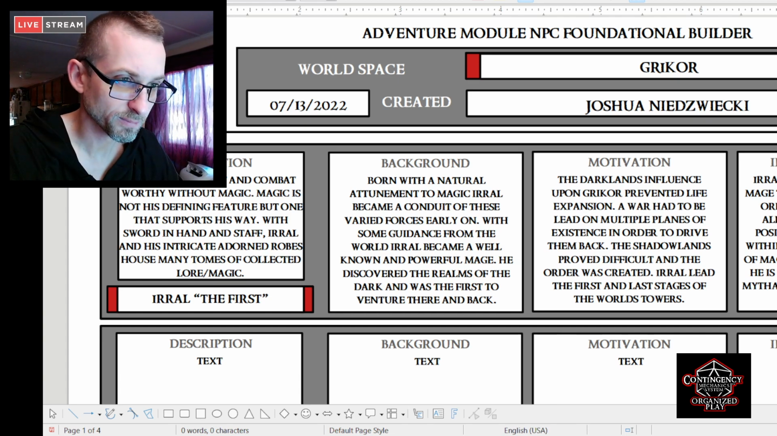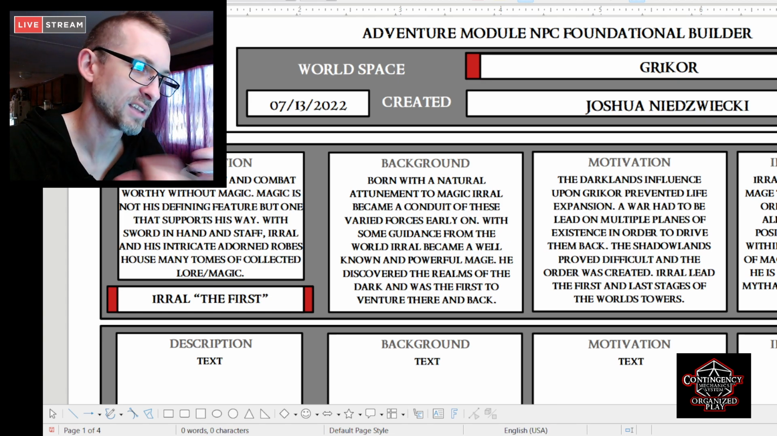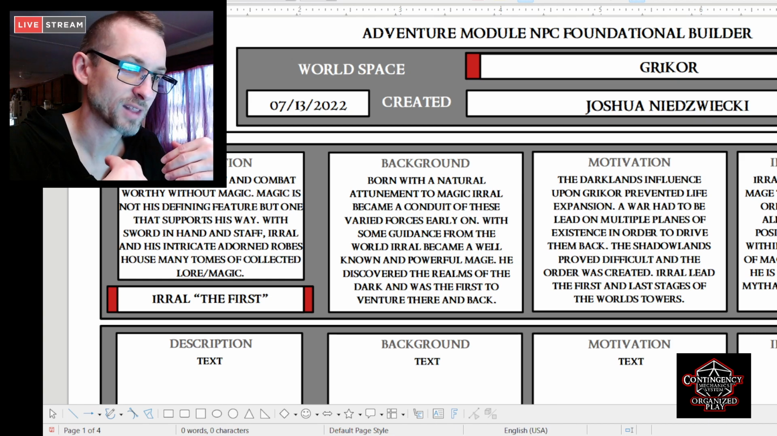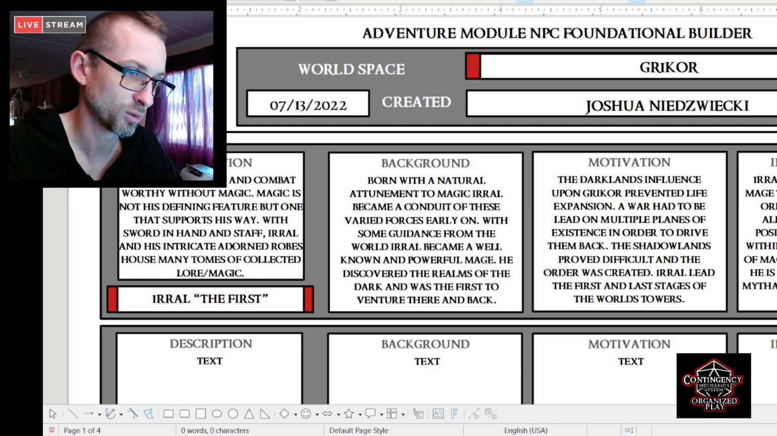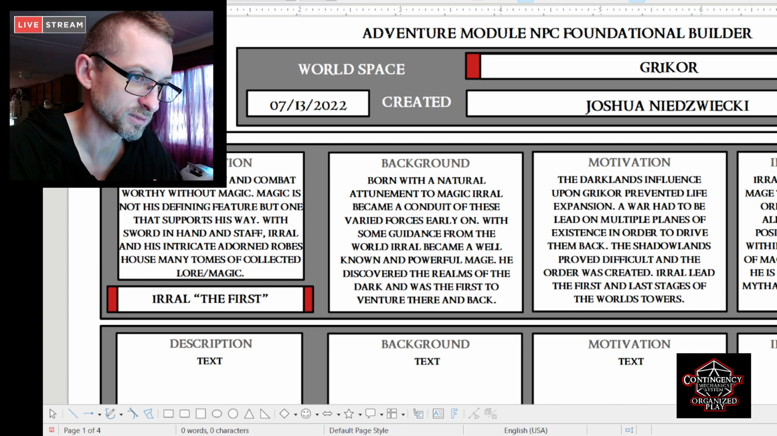So he's well built, combat worthy, with or without magic. Magic is not the thing that he begins what he does. Magic is something that he uses to support what he is doing. He has a sword and he has a staff. And he has many tomes located under his robes. So most likely, the robes have some magical expansion to them, allowing him to hold all of these different tomes within his robes. So he is a well-versed individual.